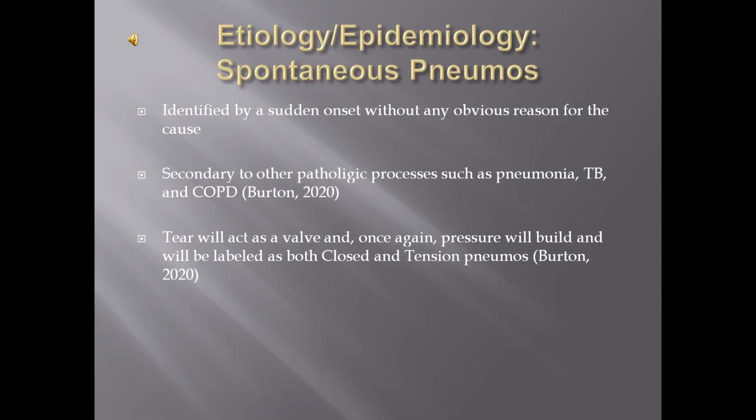Now we have our spontaneous pneumos. These are identified by sudden onset without any obvious reason for the cause. They are usually secondary to other pathologic processes, such as pneumonia, tuberculosis, or COPD. For example, you got yourself a COPD patient, it's got a bleb about to rupture, and pop, you got yourself a leak. Once again, you got gas moving into your pleural cavity. In some cases, the tear will act as a valve, and once again, pressure will build, and this is labeled as both closed and tension pneumo.